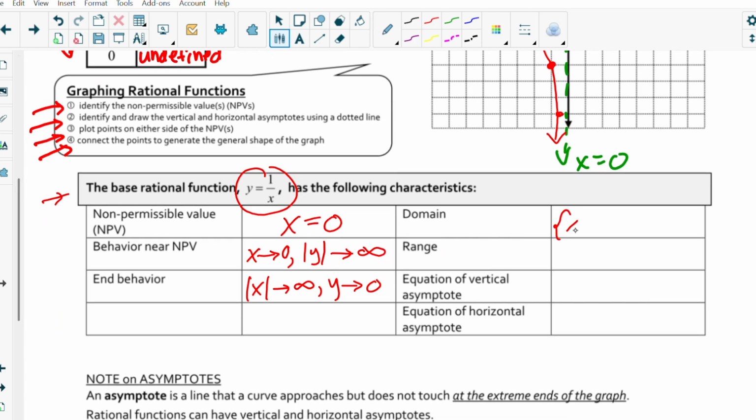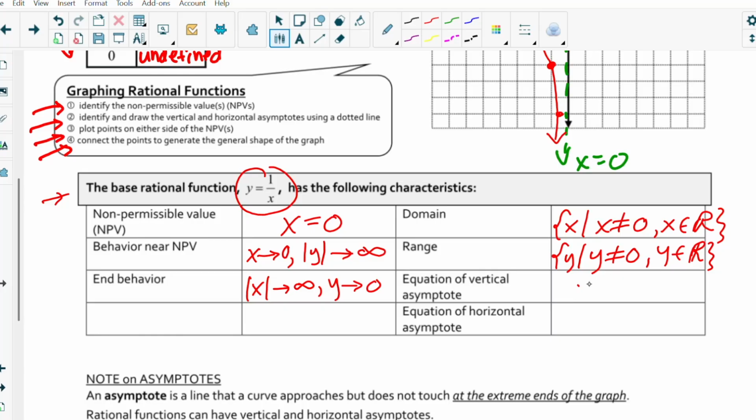Domain: the easiest way to do it is just one value it does not equal. X does not equal 0. X is an element of all real numbers. Range, same thing. The easiest way to say it is just one value is restricted. Y does not equal 0. Y is an element of all real numbers.